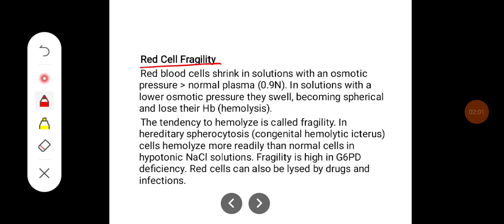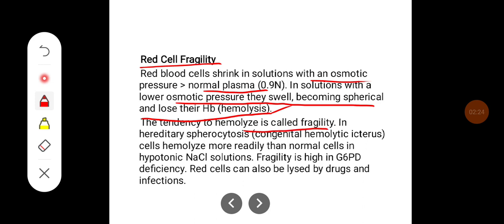Red cell fragility. Red cells shrink in solutions with an osmotic pressure more than normal plasma. In solutions with lower osmotic pressure, they swell, becoming spherical, and lose their hemoglobin. So that process is called hemolysis. The tendency to hemolyze is called fragility.